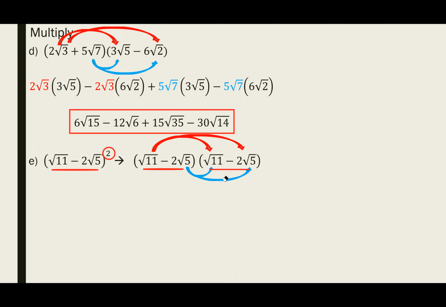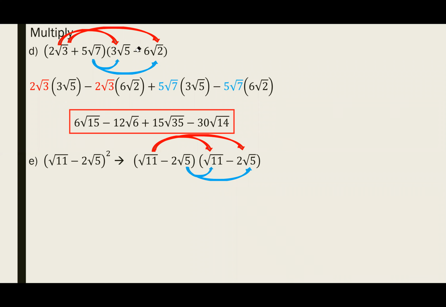The rule is the same. We haven't done anything wrong, right? The square tells me to write it twice. Once I write it twice, I distribute. Unless, for those of you who remember your special rule: take the first term squared, take the last term squared, put the two terms together and double them up.